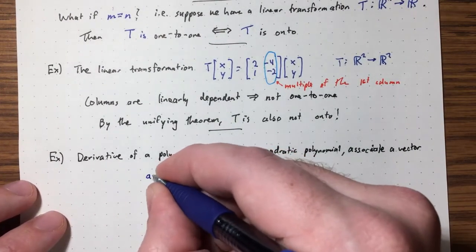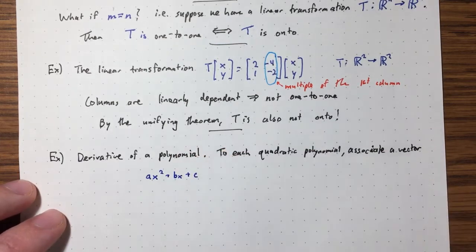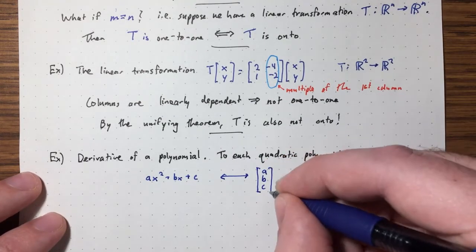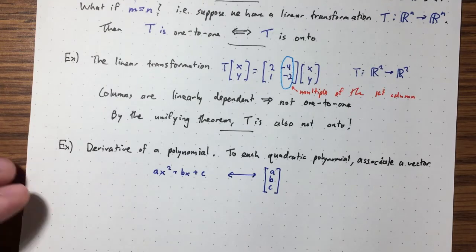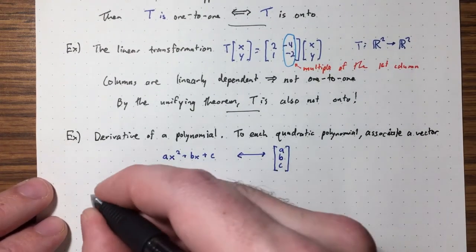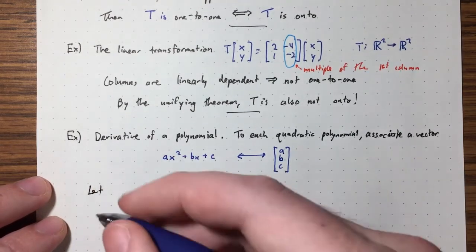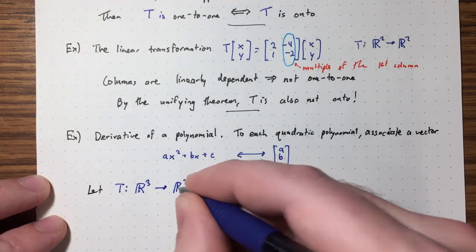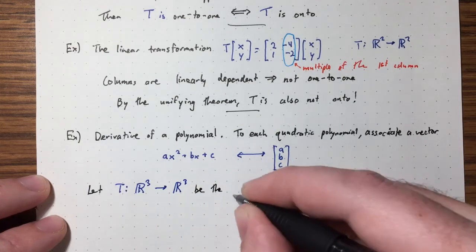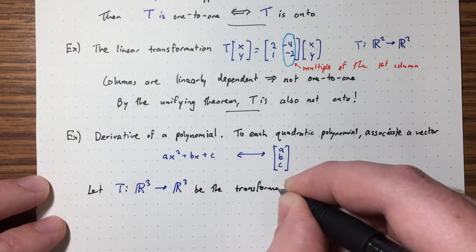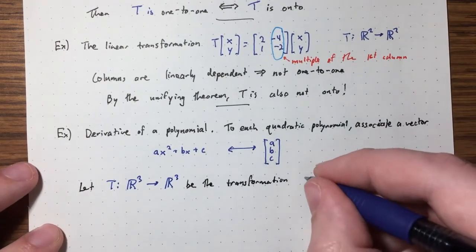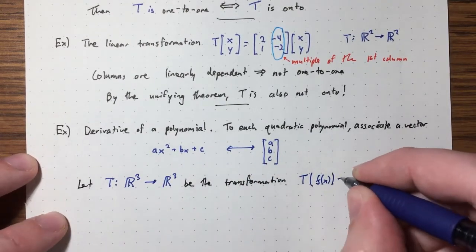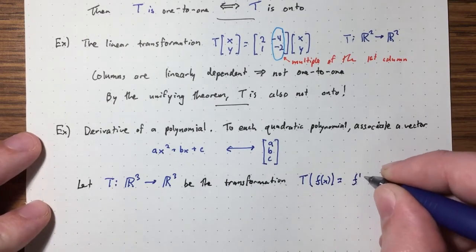So let's say you give me the polynomial ax squared plus bx plus c. Okay. What vector do you think I'll associate to that? Well, it'll just be the coefficients, a, b, c. Okay. So I'm going to let T from R3, so I have a vector a, b, c, and let's go to R3. Let's let this be the transformation. Going to write this in kind of a funny way. So T of some polynomial, meaning T of this vector here, is the derivative of the polynomial. So that's how I'm going to define my linear transformation.